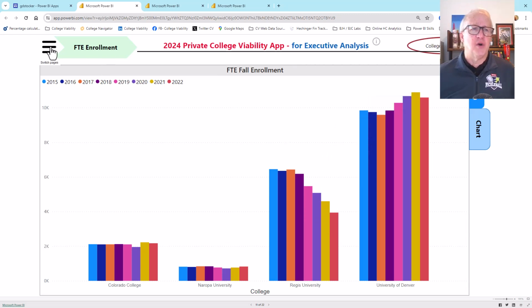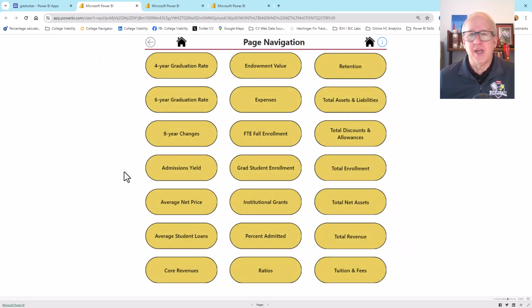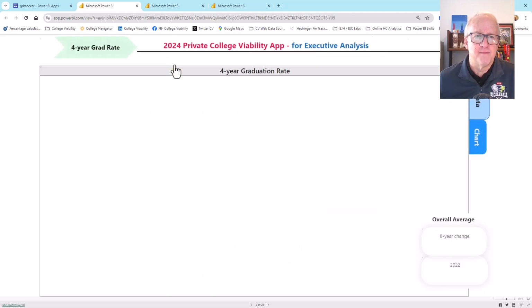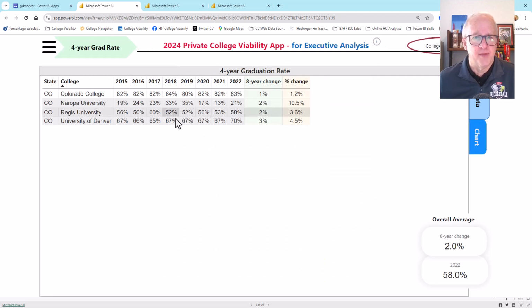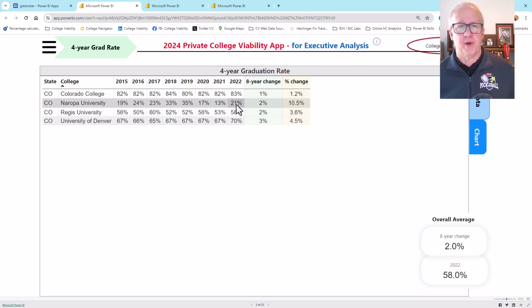The navigation goes up here in the upper left, and we can look at all the reports, and I'm just going to grab a couple. The 4-year graduation rate, we saw an example, there it is, and you can see 3 of these 4 show some good numbers. If I were in Colorado and my child was looking for a private college, I'd really be concerned about Naropa graduating barely 2 in 10 students. But I'd really consider University of Denver if graduation rates were important.